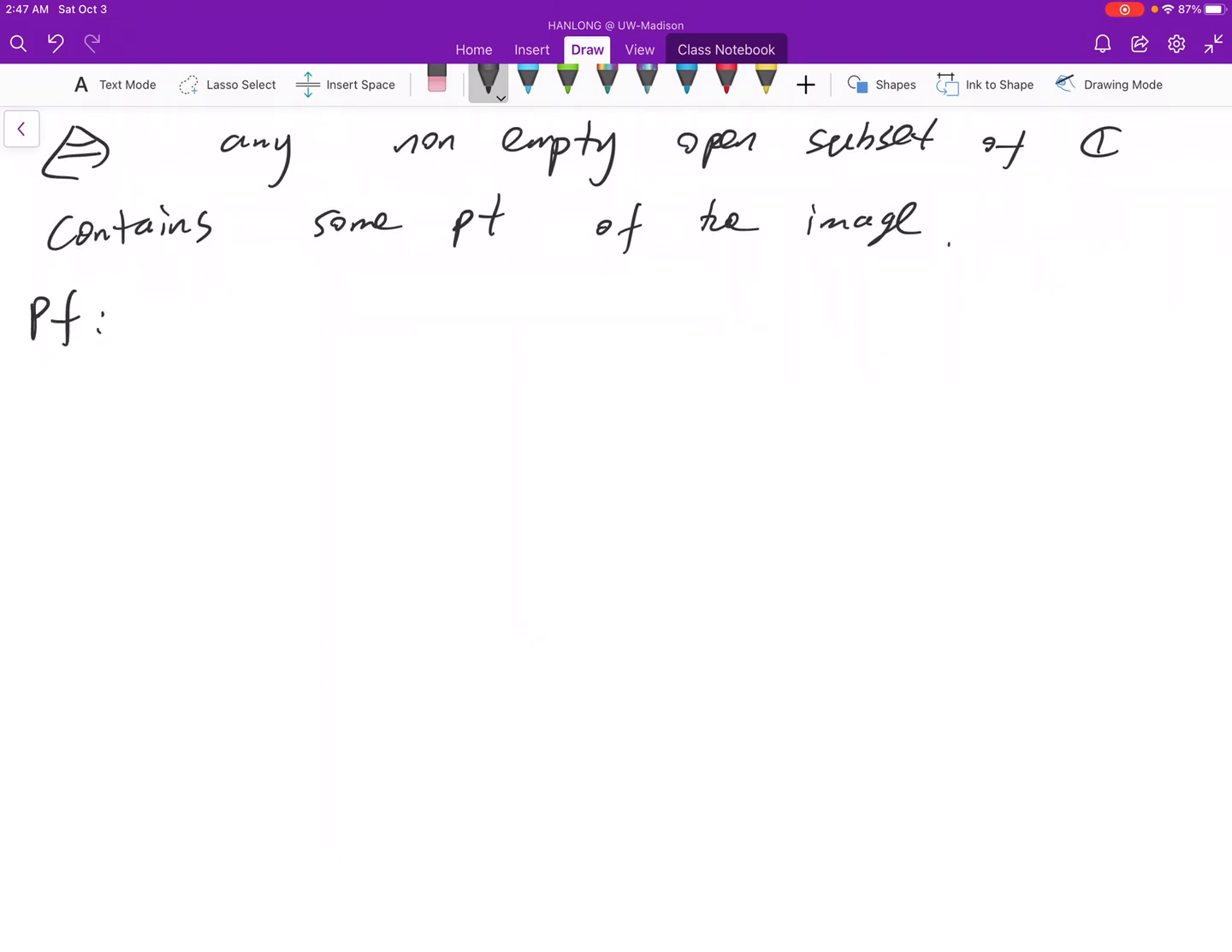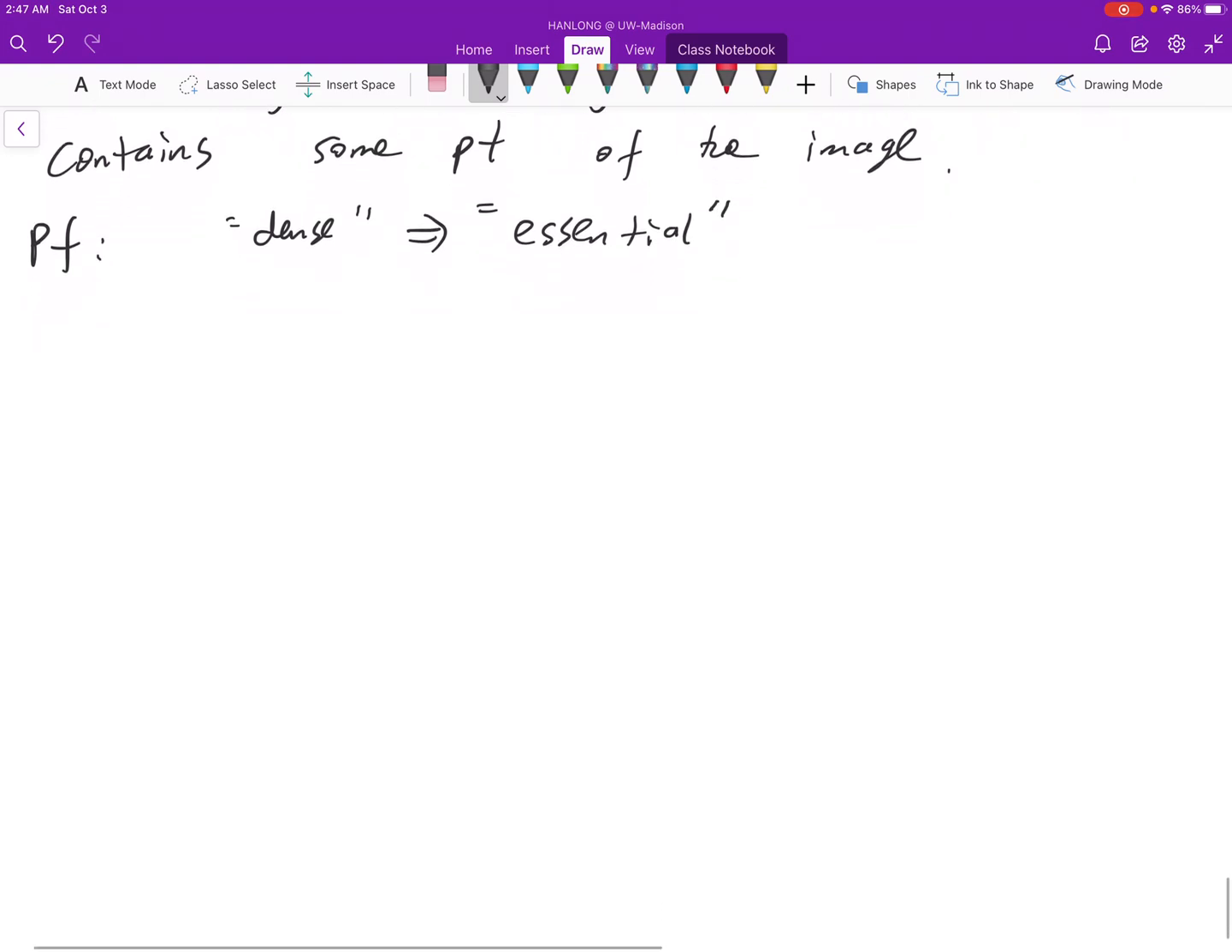Okay, now let's prove the theorem. We first do this direction. We want to conclude the essential part based on the assumption the image of any subpunctured disk is dense in C. So if z equals a is removable, to prove that we just exclude the other two possibilities.